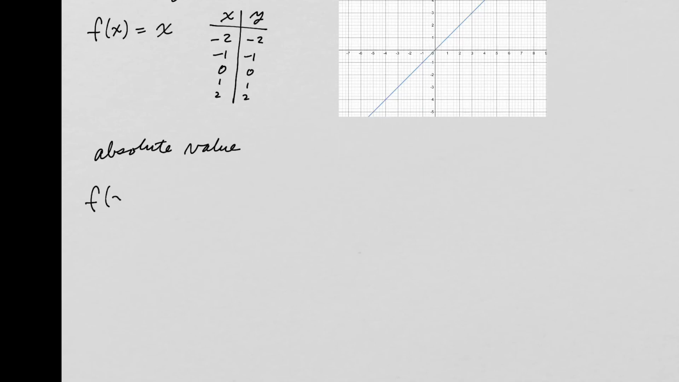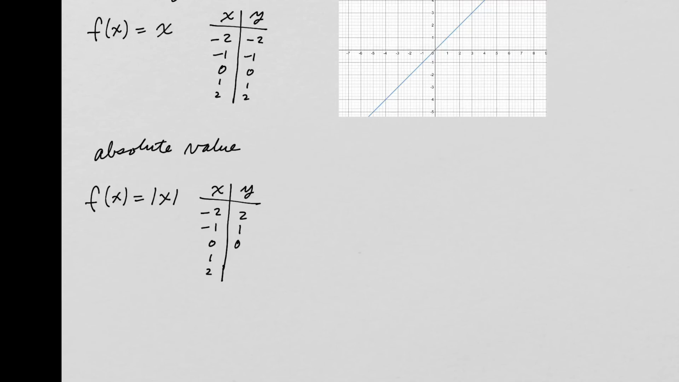So that's f of x equals absolute value of x. Again, if we make a table, let me just use the same values: -2, -1, 0, 1, 2. If the input is -2, what's the absolute value of -2? It's positive 2, right? If the input is -1, the absolute value of -1 is 1, so the output would be positive 1. If the input is 0, well, absolute value of 0 is still 0.